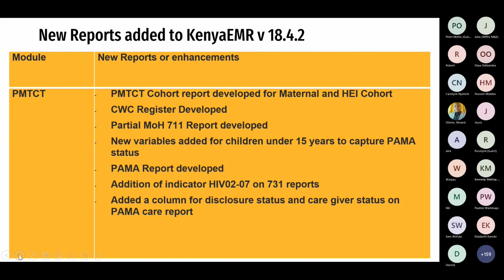And then I think the mother of them all is just the inclusion of the PAMA report, which was one of the reports that was being requested so much by the service providers. So I'll be showing you where to go and find the PAMA report. I'm sure this will come in handy to a majority of the facilities in here. And then now there's also the addition of indicator HIV 02-07 on the 731 report, which wasn't there. And then we've also added a column for disclosure status and caregiver for the PAMA care report. So we'll be looking at this when we'll be doing the practicum again.